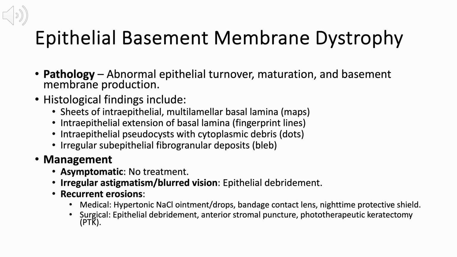Management of EBMD is based on the patient's symptoms. Those who are asymptomatic do not require treatment. In patients with irregular astigmatism or blurred vision, epithelial debridement may help to improve the surface. For individuals suffering from recurrent erosions, initial medical therapy includes hypertonic sodium chloride ointment or drops, bandage contact lenses, and nighttime protective shields. If conservative therapy fails, surgical options may be considered. These include epithelial debridement, anterior stromal puncture, or PTK.